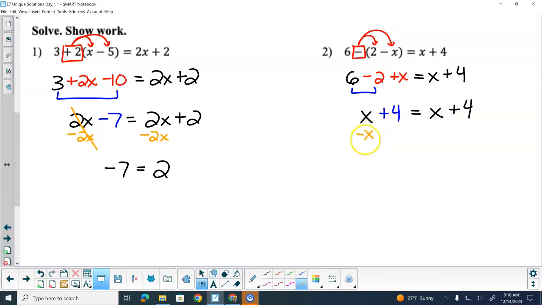Yeah. And that gives me 4 equals 4. Ruh-roh. 2 ruh-rohs in a row. Looking at those 2, are they the same? Why not? Nora?